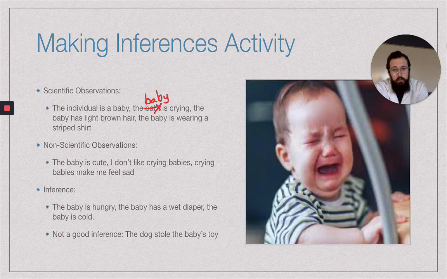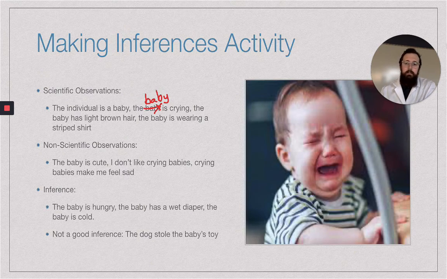Non-scientific observations would be based on your opinions or how you feel about it. For example, that baby is cute. I don't like crying babies. Crying babies make me feel sad. Those are not scientific observations because you're using your emotions and your feelings to describe something.